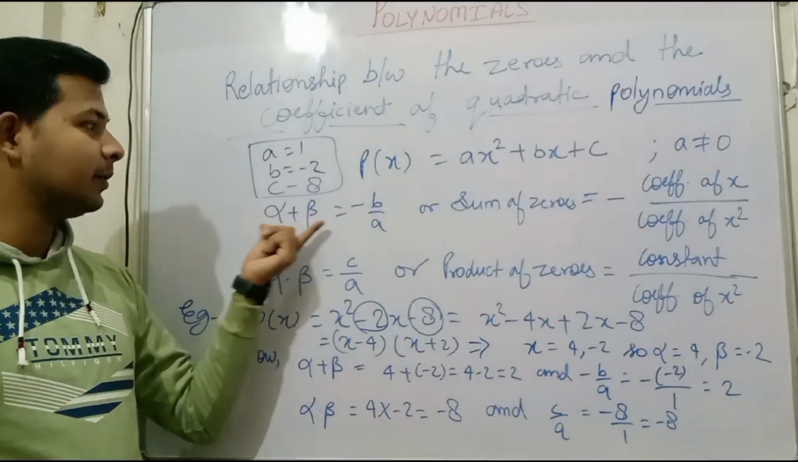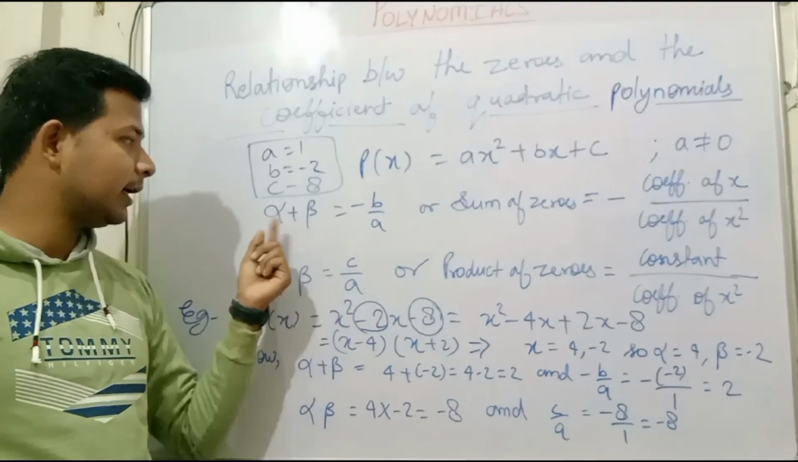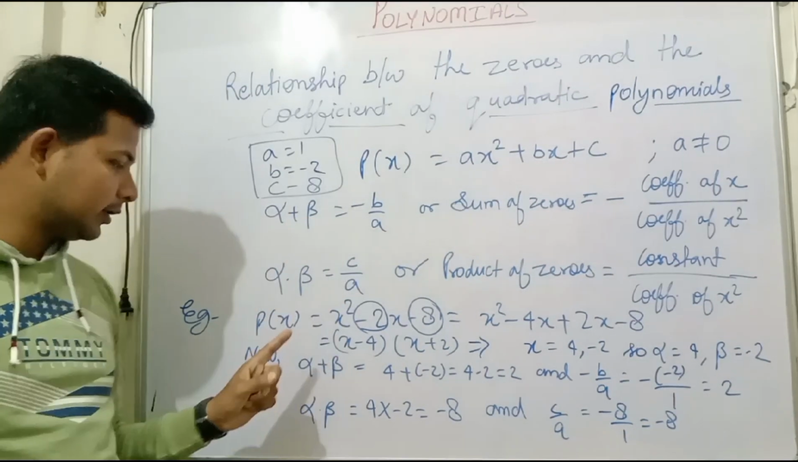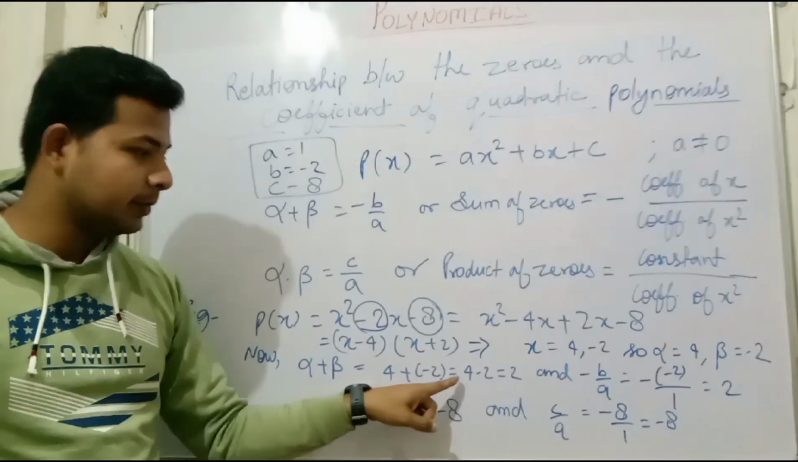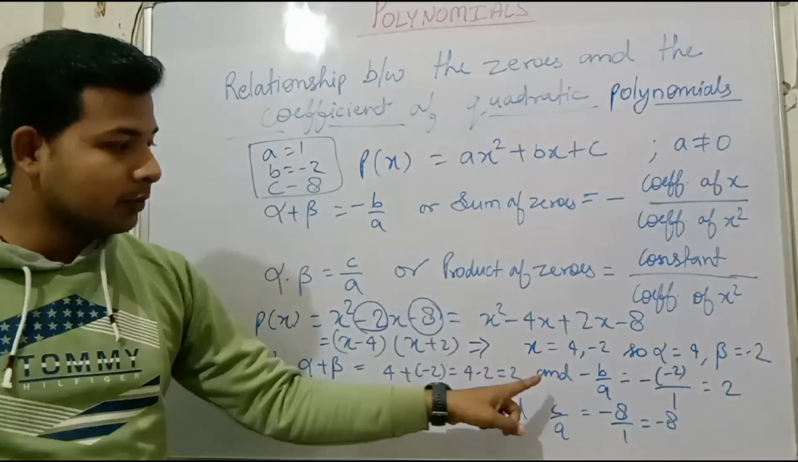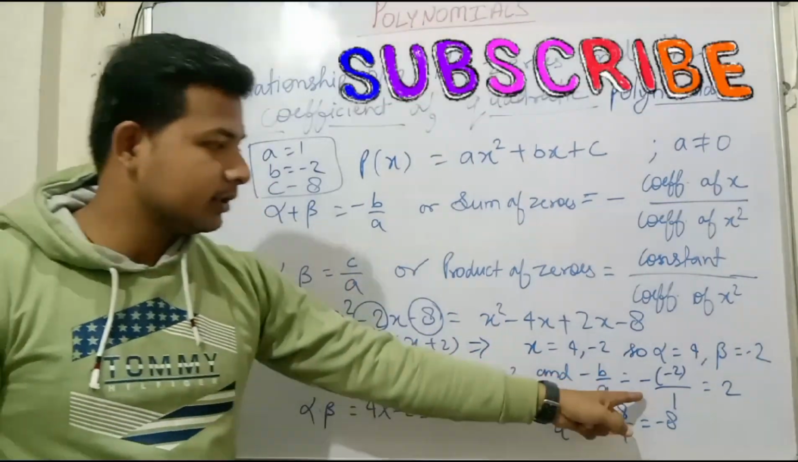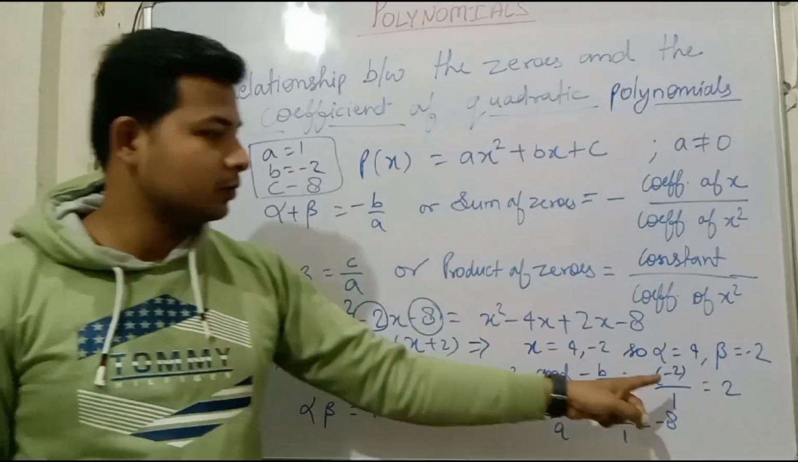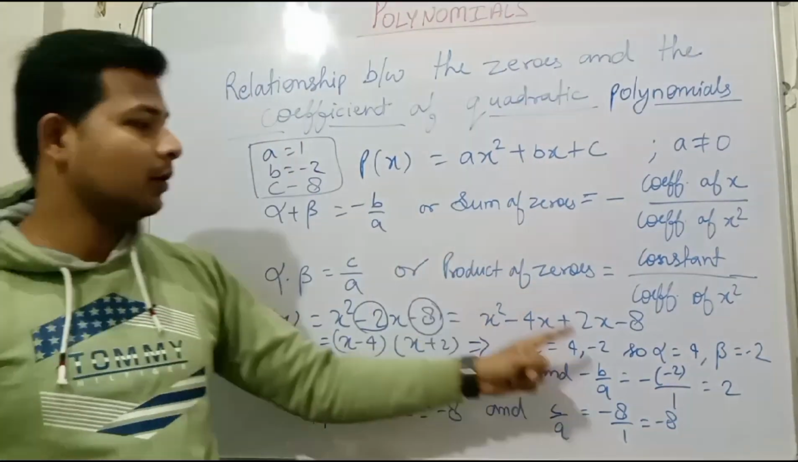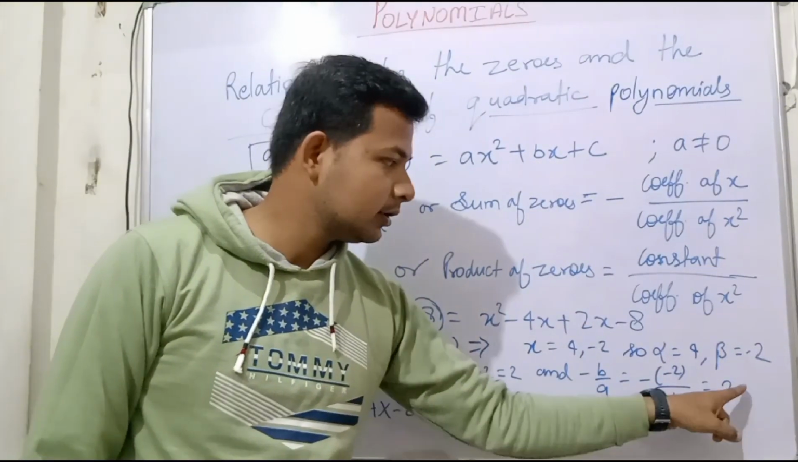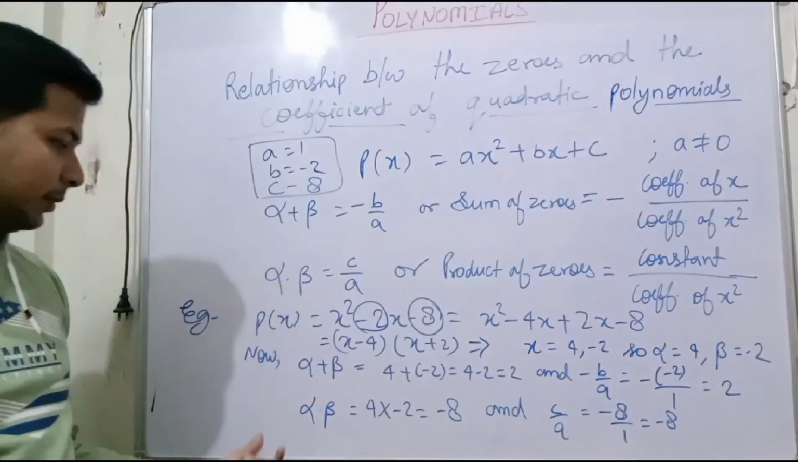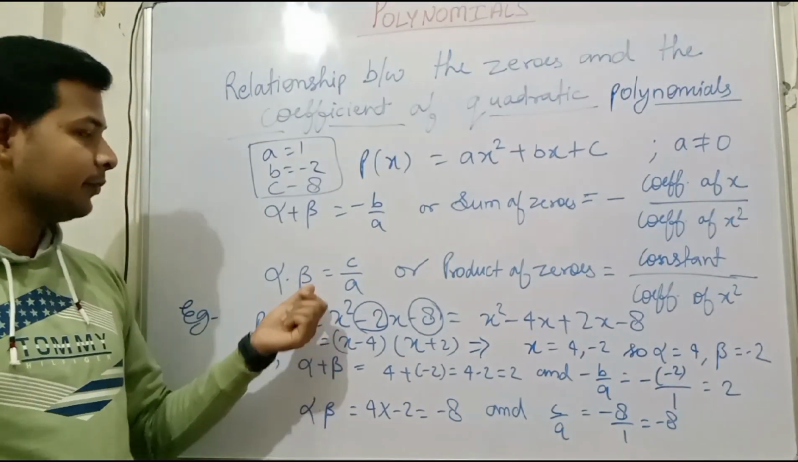So let's verify this. Alpha plus beta will be equal to minus b by a. Alpha is 4, beta is minus 2. Then 4 plus minus 2 will be 4 minus 2, that is 2. And what about minus b by a? Minus the value of b. b is minus 2. Minus of minus 2 upon the value of a, which is 1. Minus minus will become plus. This will become 2.